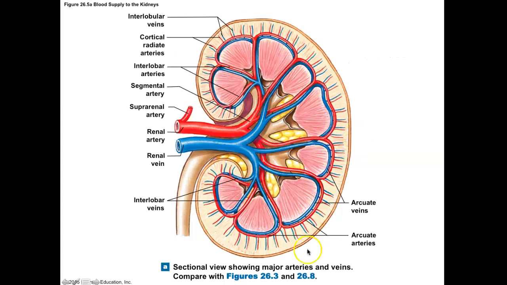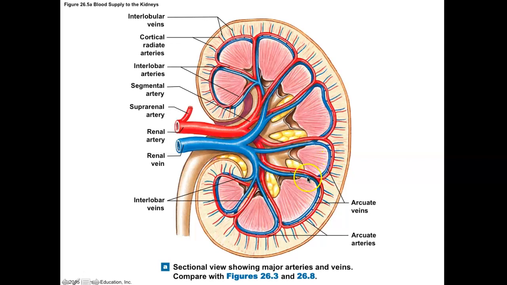So let's take a look at this picture. Here's our arcuate veins, right? So let's actually start at the top. Here's our interlobular veins. The interlobular veins are going to connect with the arcuate, right? So the arcuate's labeled down here. The arcuate vein is going to drain into here.